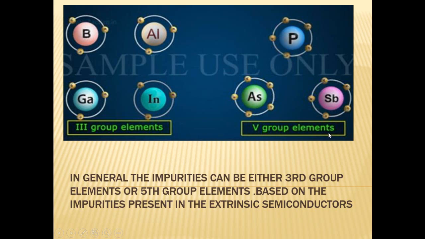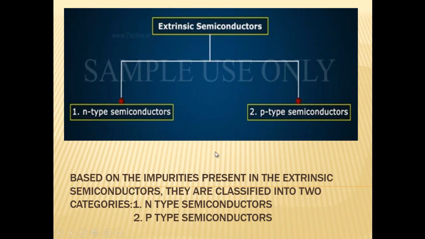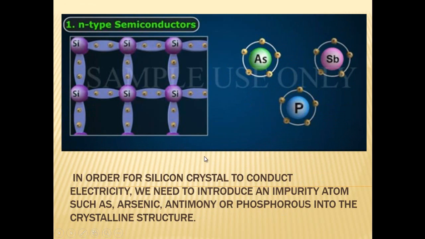Based on the impurities present in the extrinsic semiconductors, they are classified into 2 categories: 1. N-type semiconductors and 2. P-type semiconductors. N-type semiconductors. In order for a silicon crystal to conduct electricity, we need to introduce an impurity atom such as arsenic, antimony or phosphorus into the crystalline structure.